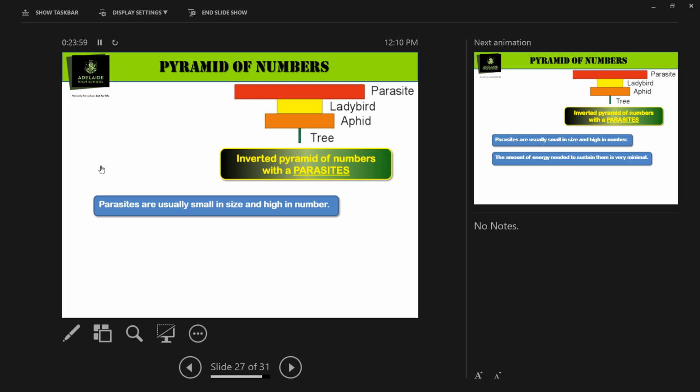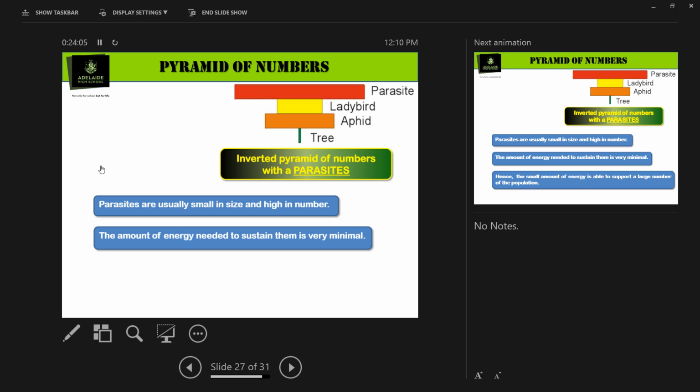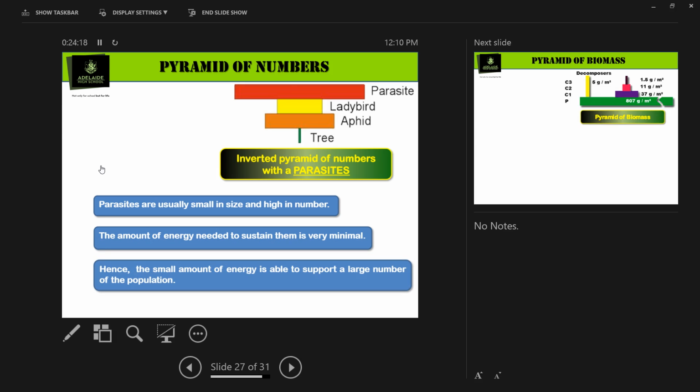Parasites here, funny thing is that they're usually small in size and high in number. The amount of energy needed to sustain them is very minimal because just imagine, a ladybird is much larger than a parasite and the parasite is smaller. So the transfer here can actually occur, which is a bit funny. So you only need a small amount of energy to support this large population. So a small energy is transferred from the ladybird to the parasite. Okay, does that make sense to everyone?